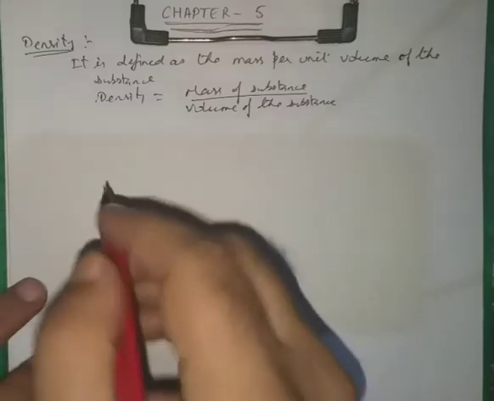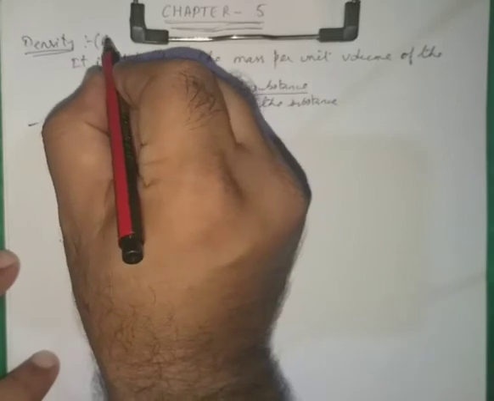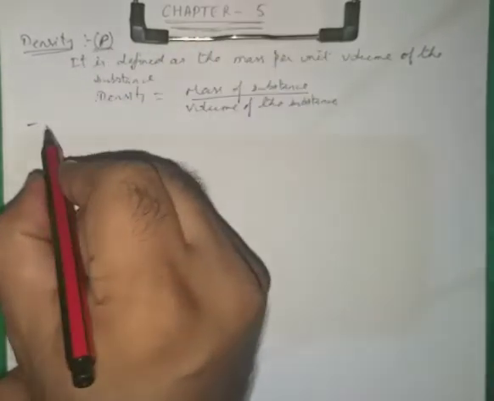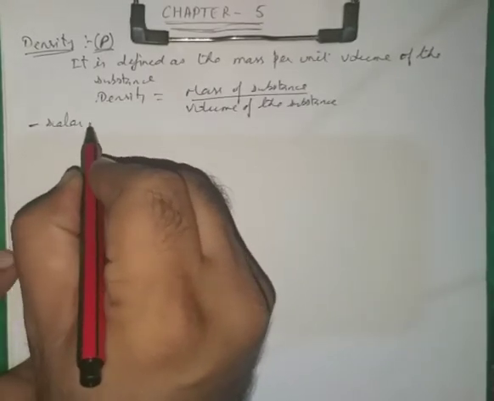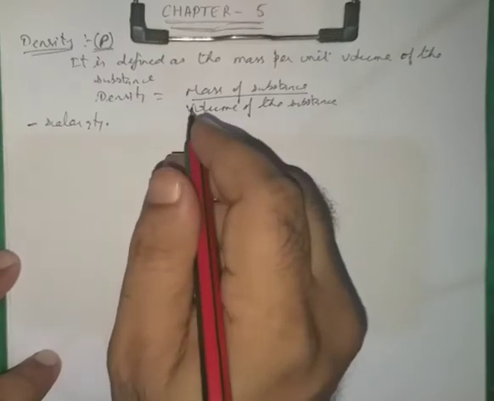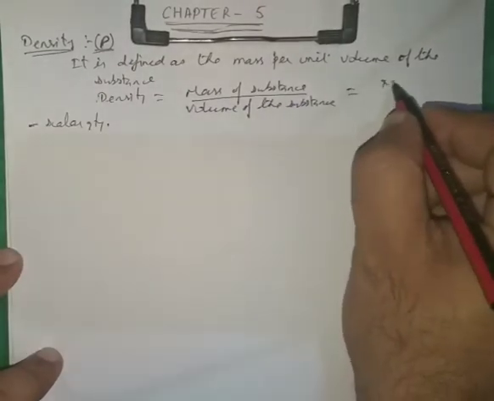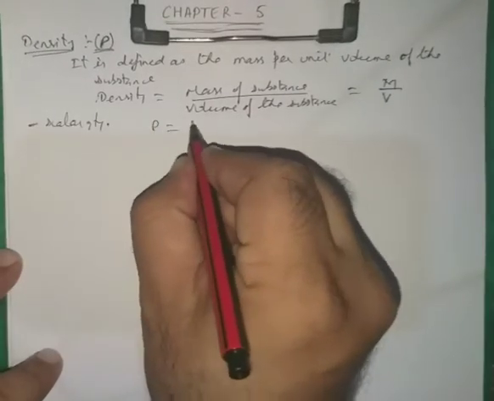It is a scalar quantity, and the symbol used is called rho. Symbol is rho, and it is a scalar quantity. Now we have to talk about its unit. If I am representing mass by m and volume by v, then rho is equal to m over v.